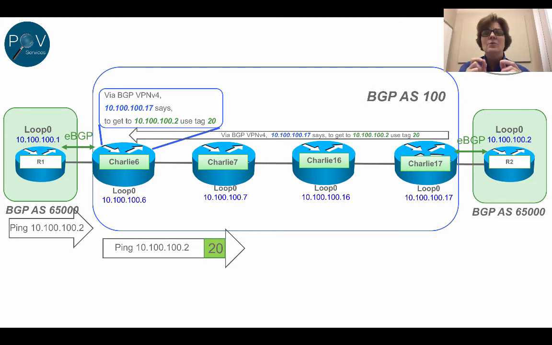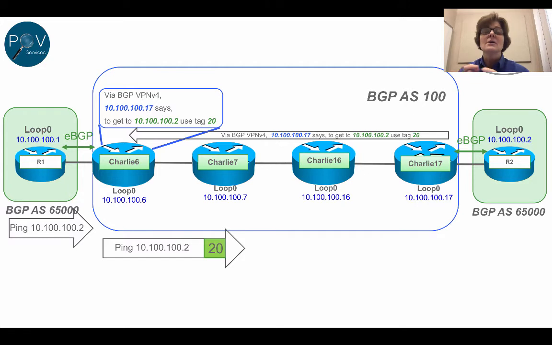Remember, 10.100.100.17 is the one who told us to use label 20. It is the only one that knows what label 20 is used for. So now we need a label that actually gets us to 10.100.100.17, to the destination where label 20 will make sense to it.